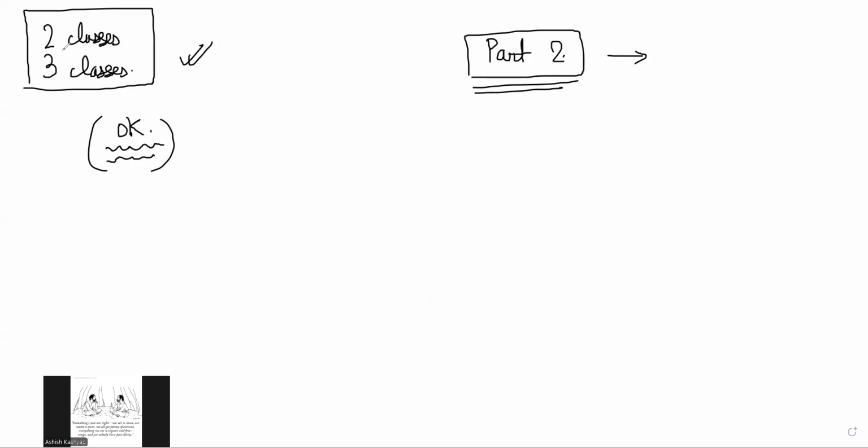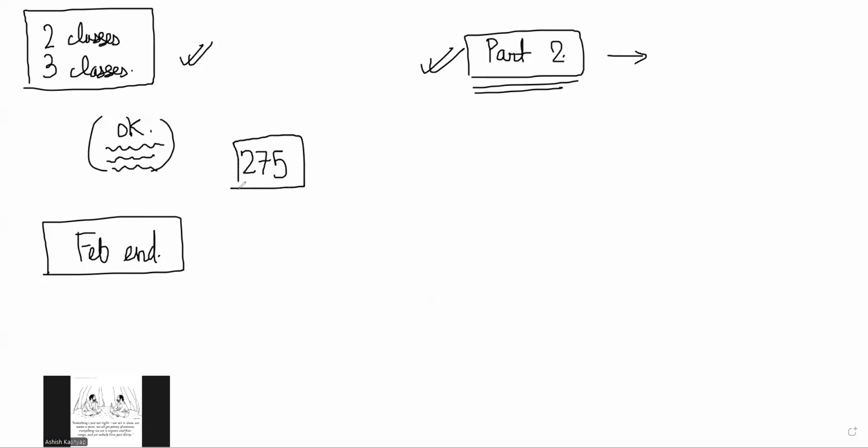I don't have a time limit on it, but the major time limit in my head is February end. That would be the ultimate time limit. After that, I'm definitely starting this. But if you guys are okay with it before that, up to question number 275 till here, and if you have made some progress earlier, then we can start it earlier.